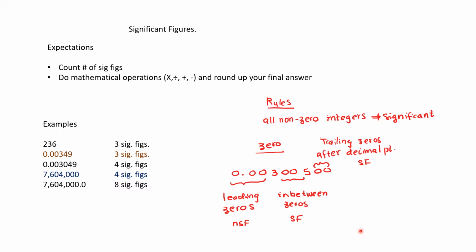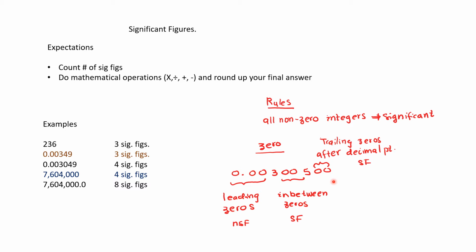Rule number 1 is all non-zero integers are significant. This is an easy rule to remember. The problem comes when you are dealing with zeros, because there are several types of zeros you need to remember. One type of zero is leading zeros, and they are not significant. And there are in-between zeros. If you see zeros in between non-zero integers, those are always significant.